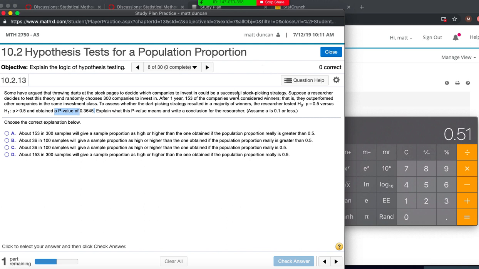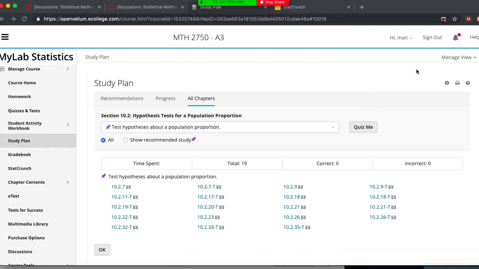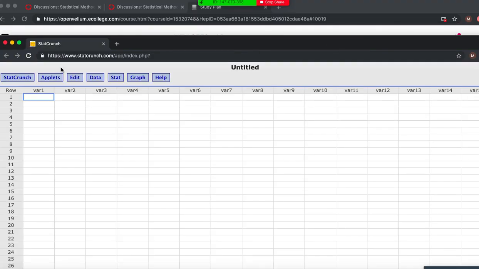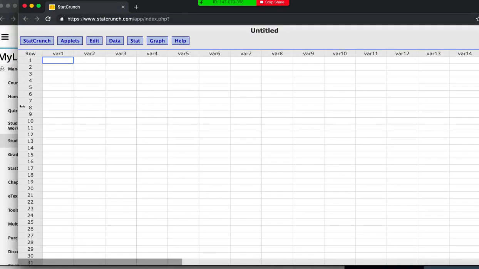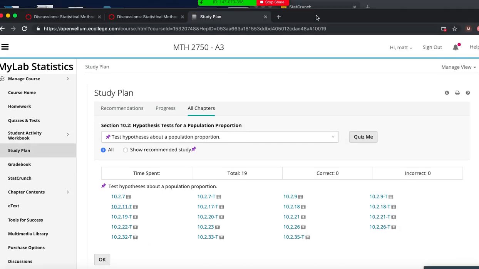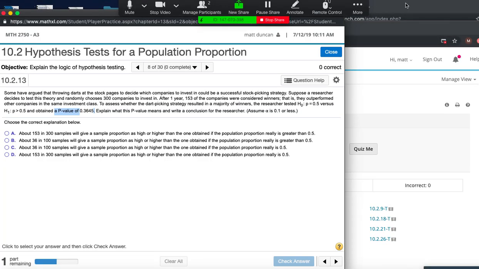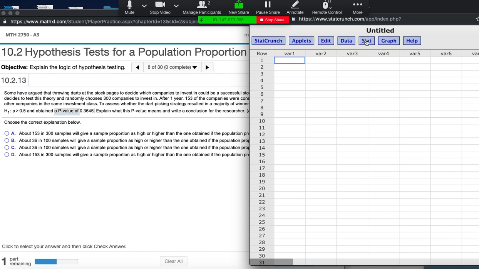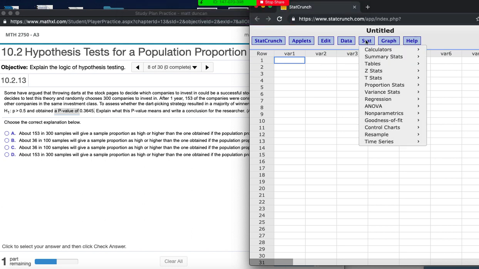So calculating the p-value, they've already done this for us, but we can do this one and find that p-value. So let me see if I can get StatCrunch to fit on the screen here. There it is. Okay, so this is a proportion hypothesis test. So I go to Stat, Proportion Stat. We have one sample and we have summaries.